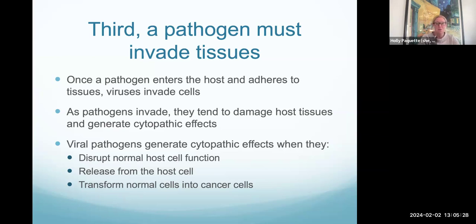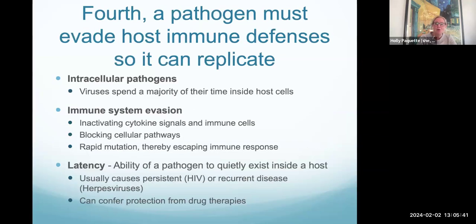Once we've invaded, you want to think about what's going on in the host cell. If I'm a virus and I'm starting to cause damage, we should expect that the immune system is going to be alerted to that, and it will likely start trying to come after us. So that's where our fourth step comes in, and that's that we have to be able to evade or hide out from the host immune defense so that we have time to replicate.